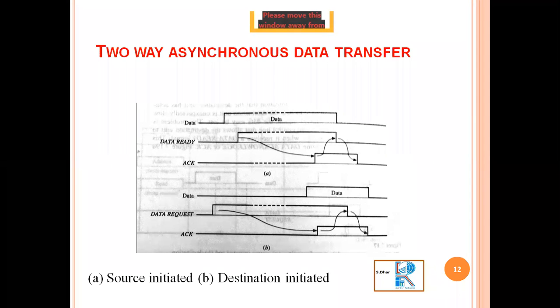In the one-way asynchronous data transfer, only the particular control signal is related, and from the particular destination, no other control signal or acknowledgement signal is generated. In the two-way, there is another signal called the acknowledgement signal that is generated. The meaning of the acknowledgement signal is that yes, the data transmission has been completed successfully. So this is called the two-way asynchronous data transfer.